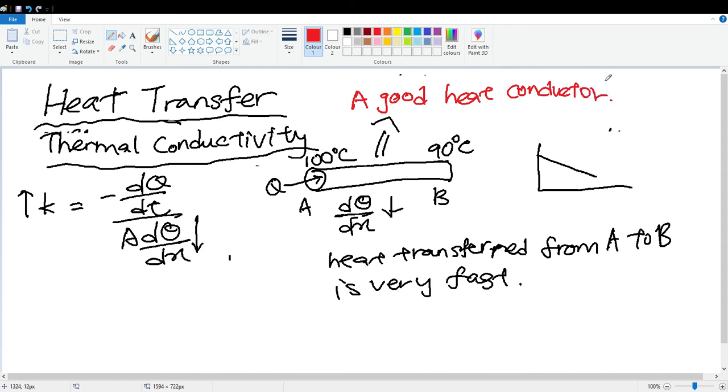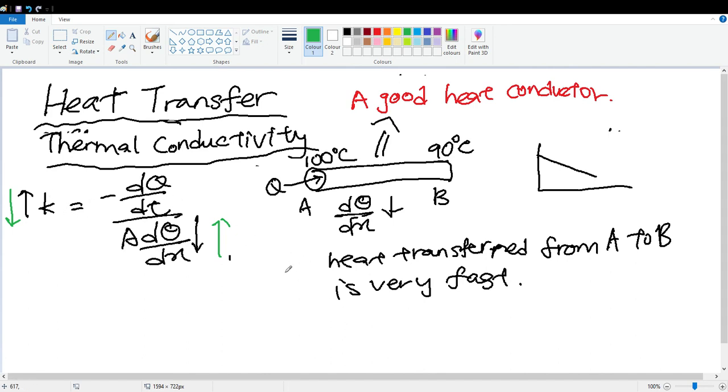Okay, so this is the relation. Conversely, if the temperature gradient is higher, it means that the thermal conductivity is lower. It means that the heat flow actually takes a very long time. Since the time taken for the heat flow is very long, it means that the thermal conductivity of this wire is very low.